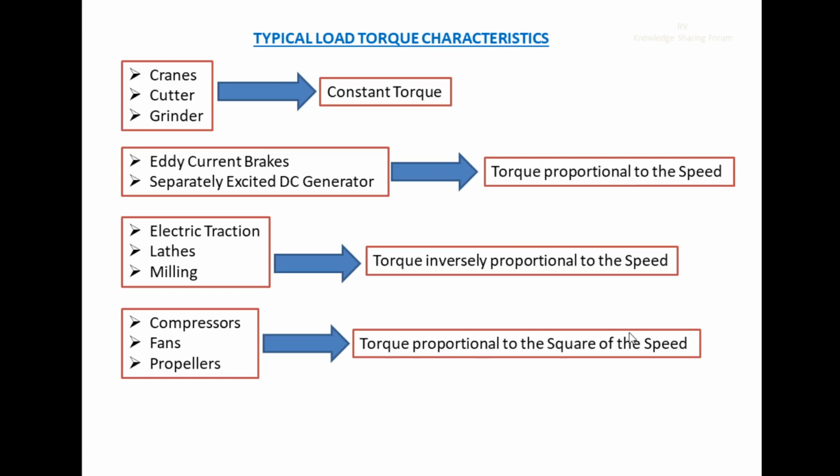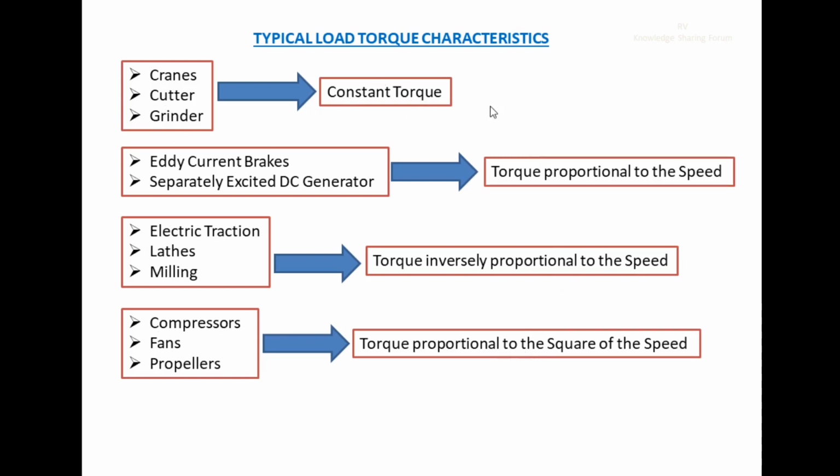So now you may have a doubt. We took only a partial list of the industrial loads and we are saying that these fall into these 4 categories. What about the other loads? Any industrial load you take will fall into these 4 categories, so there is no need to worry about the other types of loads. If we study these 4 types of load torque characteristics, they will suit any type of industrial load. So now let us discuss these 4 types of load torque characteristics one by one.